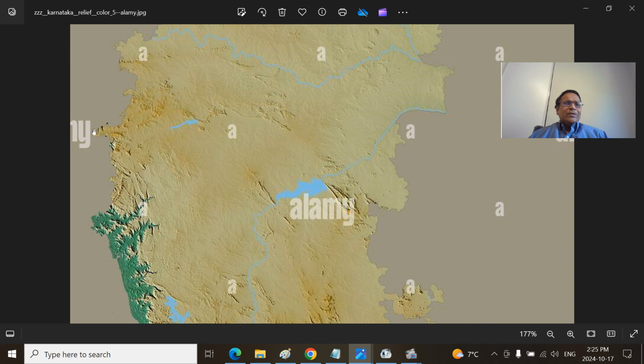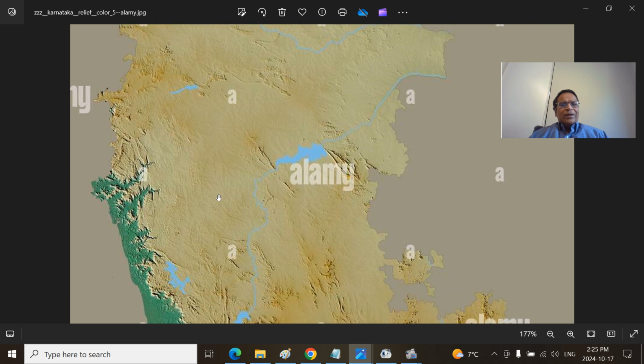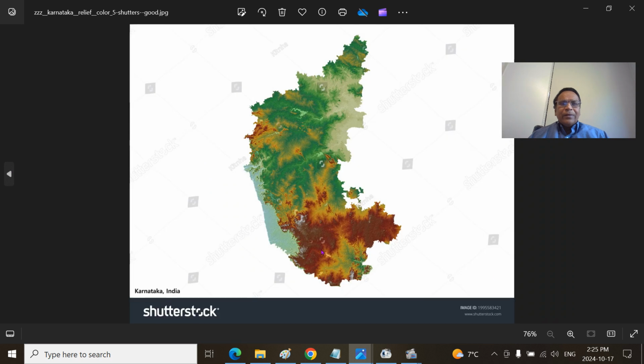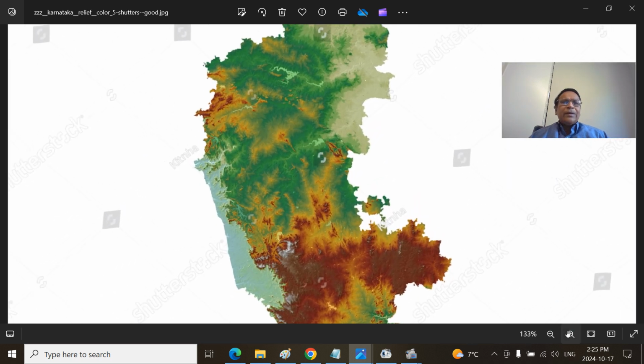You remember this is the Kanpur, this is the Hukeri taluks. Here Belgavi will be somewhere. This is the Malaprabha river. There is a dam here, Malaprabha river, and Ghataprabha river somewhere here. This entire northern part up to this particular part is the Malnadu region. So we can look at the same thing here.